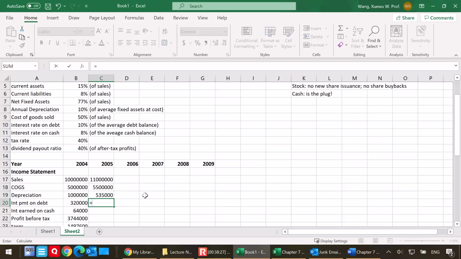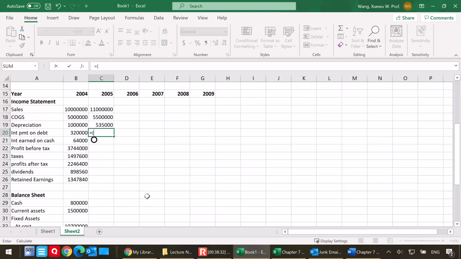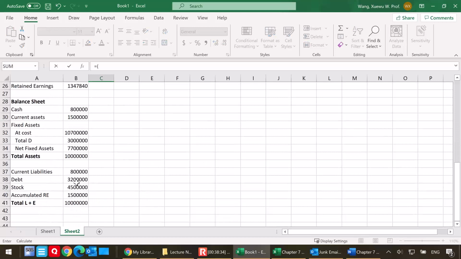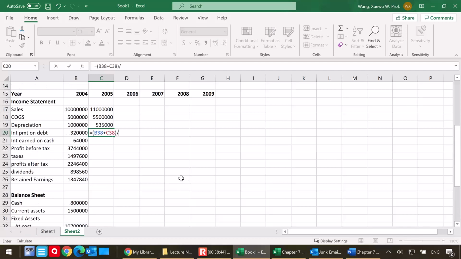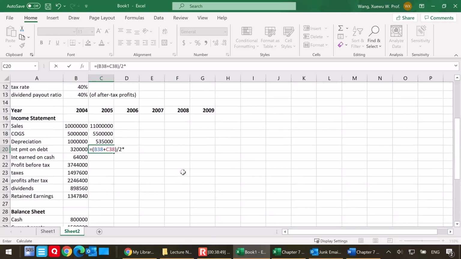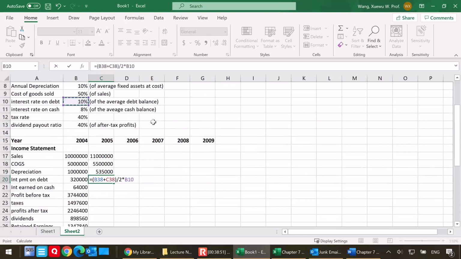So we know that this actually is 10% of the average debt balance. So I'm going to look at the debt for 2004, and I'm going to look at the debt for 2005. I don't have a number there yet, but that's okay. As we're saying, we just focus on the right formula, right? So that's the debt balance, and I'm going to multiply this by the interest rate on debt, which is 10%, and I'm going to lock down the 10%, okay? All right, so imagine this number will change as well as you actually fill in the debt for 2005.